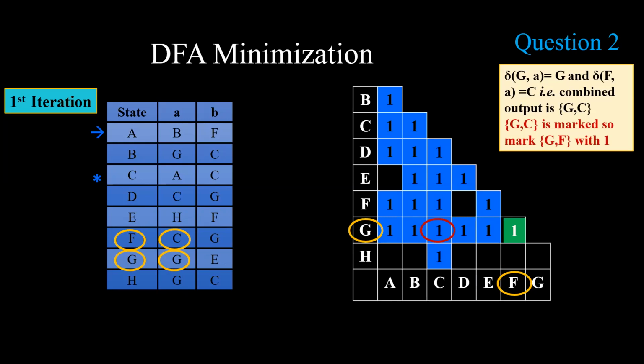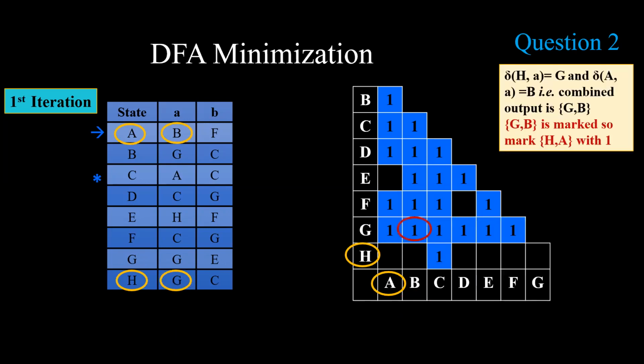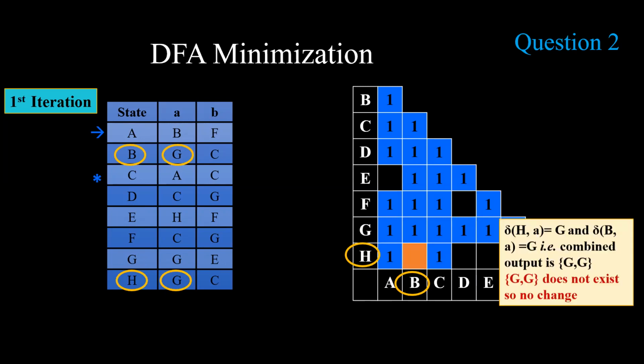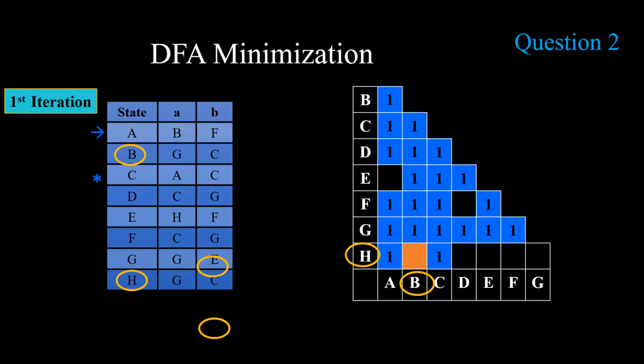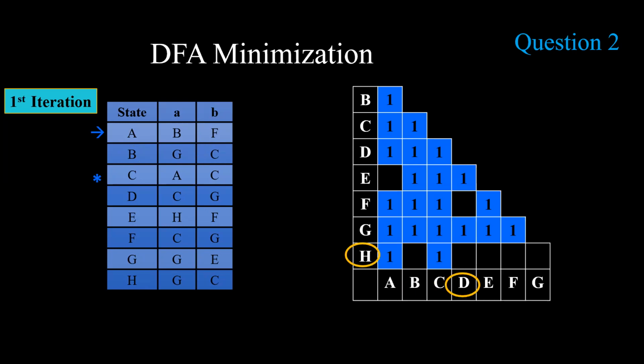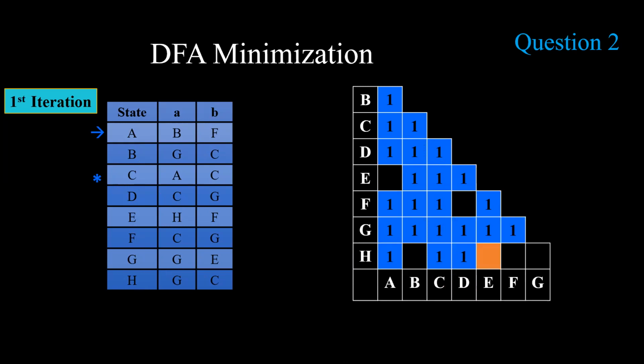Now we move to the last row, that is of H. HA corresponding to A gives BG. BG is already marked, so mark this. Move to HB. HB on A gives GG, does not exist. Check on B. HB on B gives us CC, does not exist. Move to HD. HD on A gives us CG, already marked, mark it.